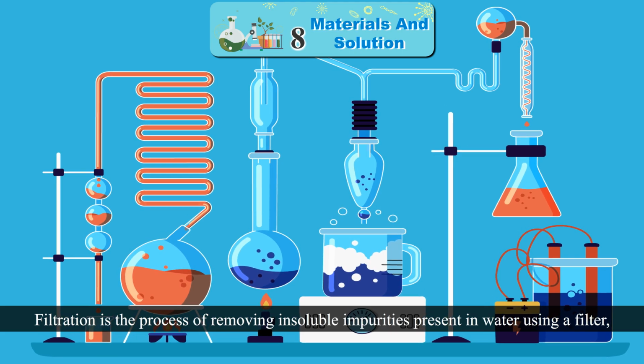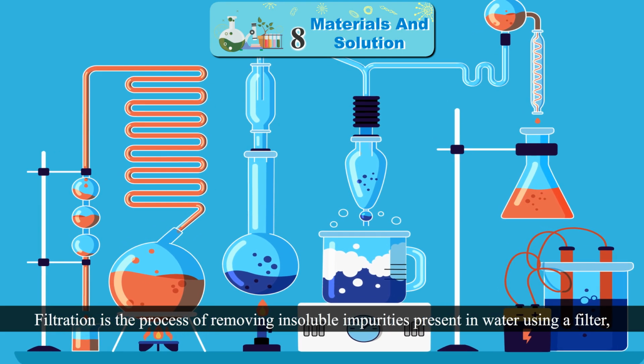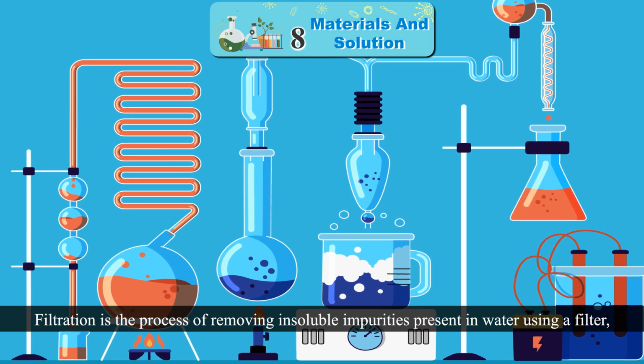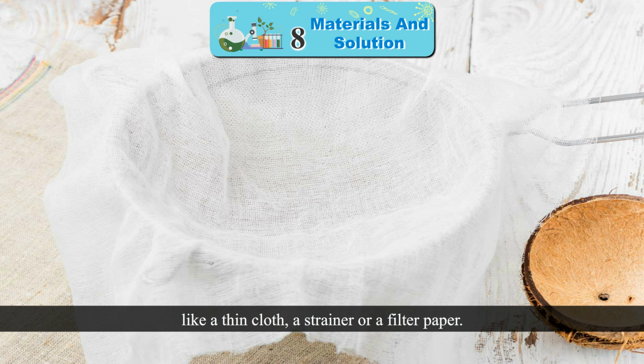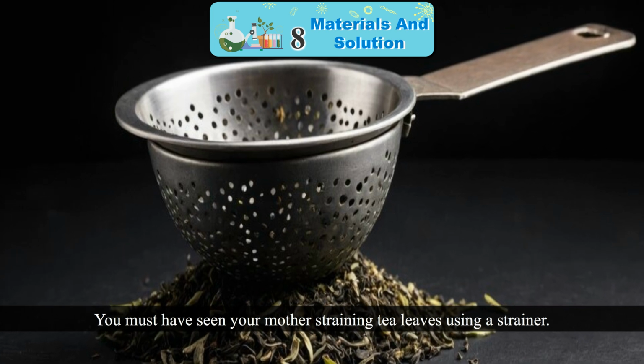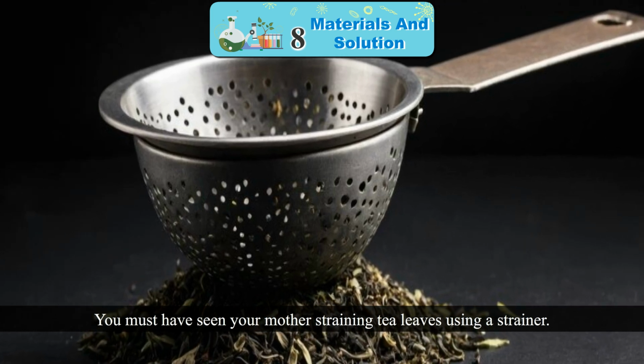Filtration. Filtration is the process of removing insoluble impurities present in water using a filter, like a thin cloth, a strainer, or a filter paper. You must have seen your mother straining tea leaves using a strainer.